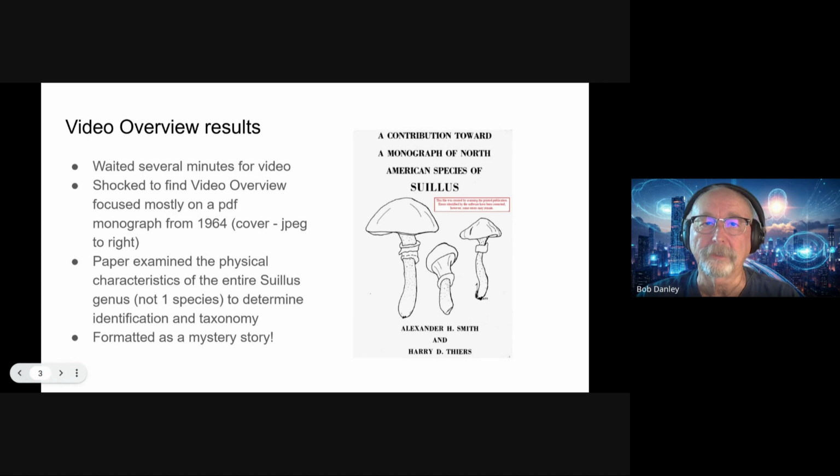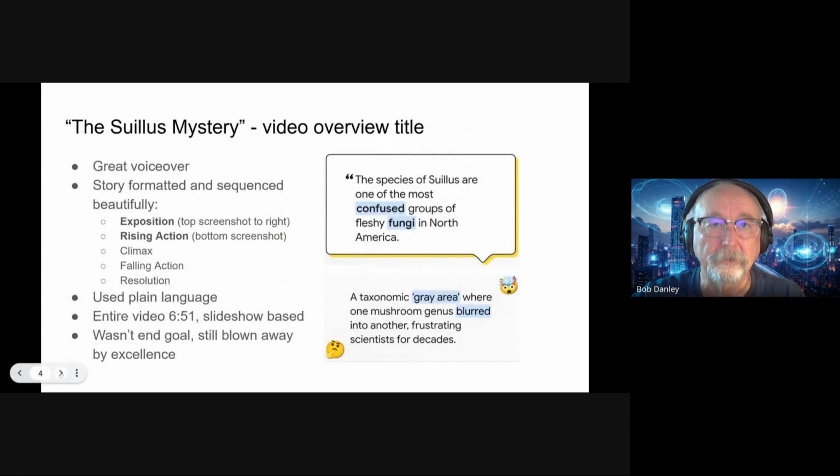Now, the paper examined the physical characteristics of the entire genus, not just the one mushroom species that I wanted to focus on, to determine taxonomy and identification. And to my amazement, it formatted this as a mystery story. And I was totally blown away because, again, this is really dry technical stuff. And who would have thought that you could create a story out of something that is so bland?